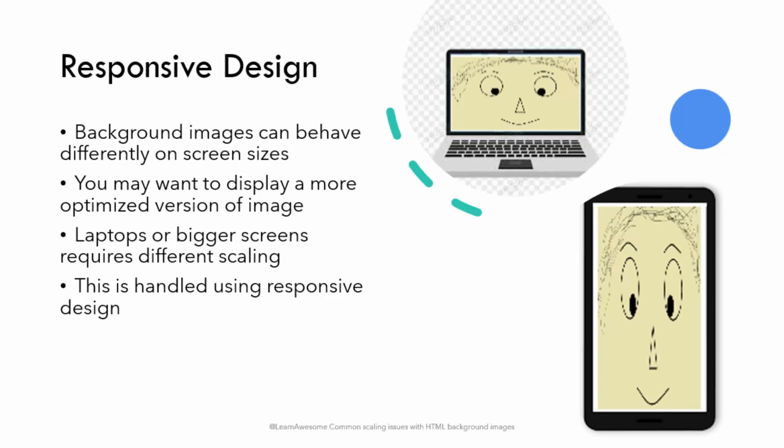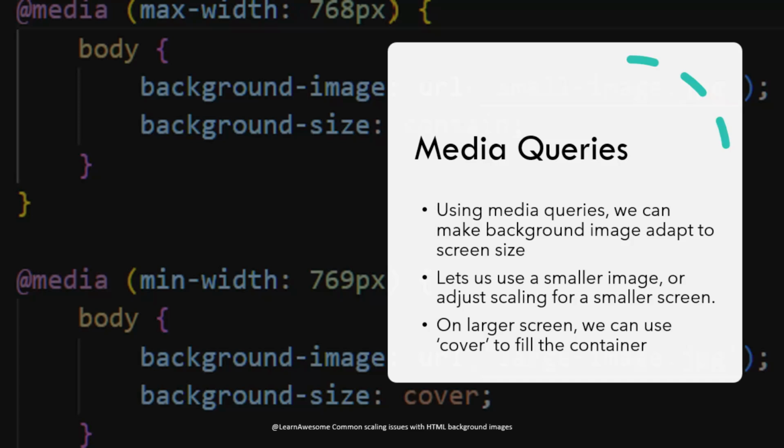Background images can behave differently depending on the screen size. On a mobile device, you might want to display a more optimized version of the image, while on a desktop, you may want it to scale in a completely different way. This is where responsive design comes into play. Using media queries, we can make sure the background image adapts to the screen size. For example, on a smaller mobile screen, you might use a smaller image or adjust the scaling to contain so the entire image fits. On a larger desktop screen, you can use cover to fill the container.